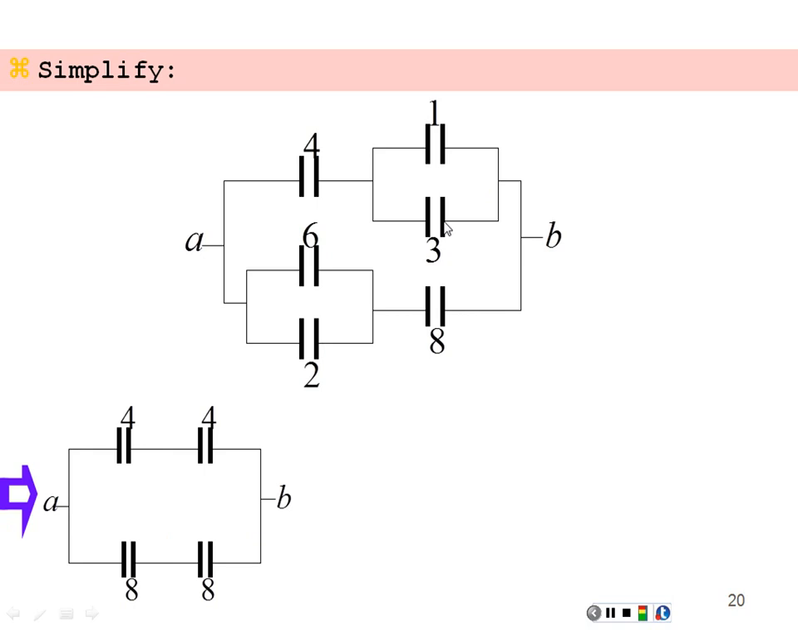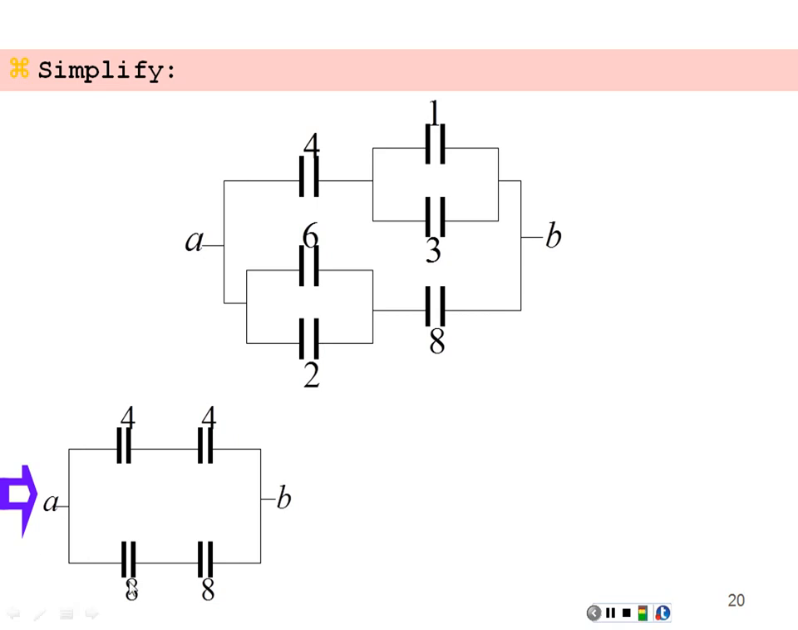So the 1 plus 3 is 4, and the 2 plus 6 is 8, and now we have this circuit. Now we have a 4 and a 4 that are in series, and we have an 8 and an 8 that are in series as well. For the series combination of 2, we can do product over the sum. So for the 4 and 4 in series, we could do 4 times 4, 16, over 4 plus 4, 8, which is 16 divided by 8, or 2.